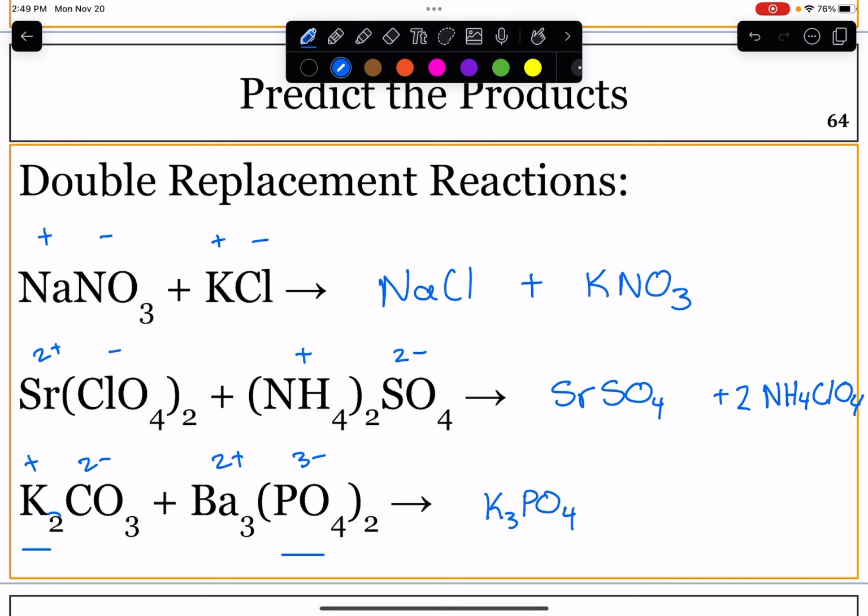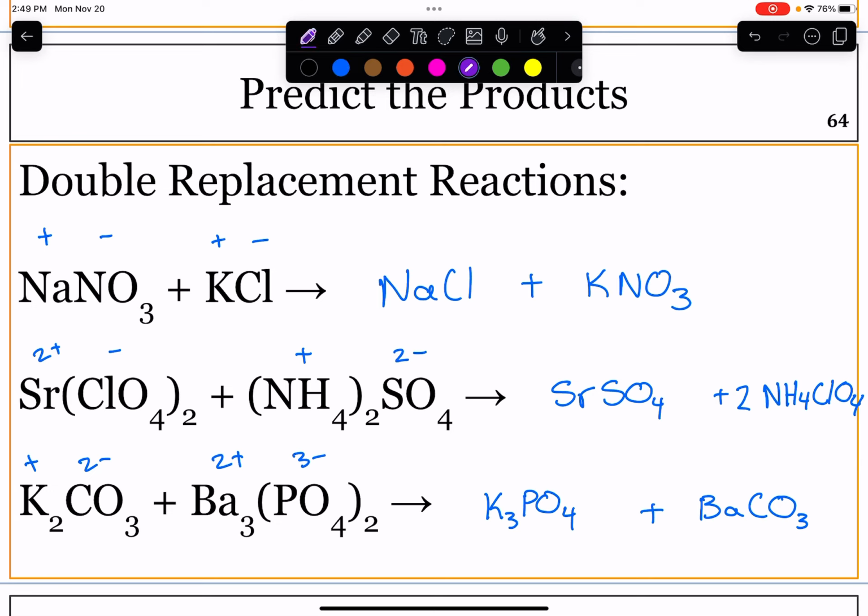Don't worry about the fact that we originally only had 2 potassiums here and 2 phosphates here. We will take care of that later when we're balancing. Right now, we're trying to make neutral compounds as the products. Okay, so our second product is barium and carbonate. Barium has a 2+ charge and carbonate has a 2- charge. Therefore, we just need 1 of each. 1 barium and 1 carbonate. Again, don't worry about the fact that we originally had 3 bariums. We'll take care of that later when we balance this whole chemical reaction.